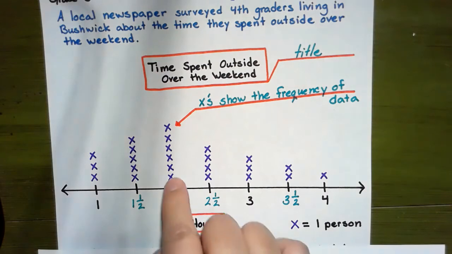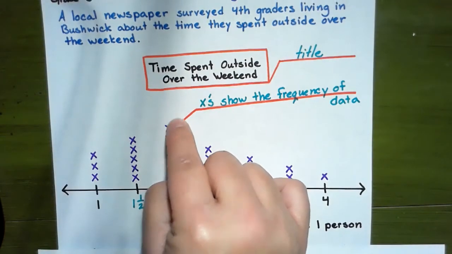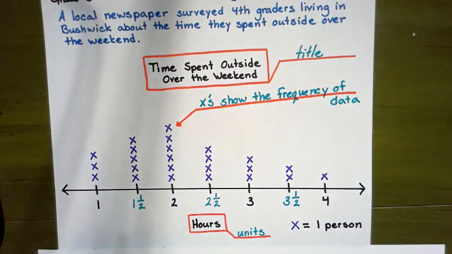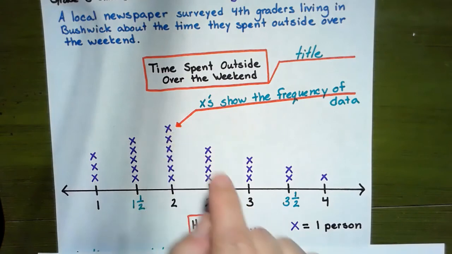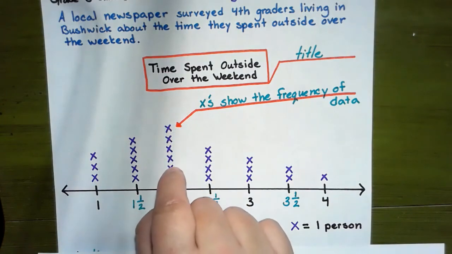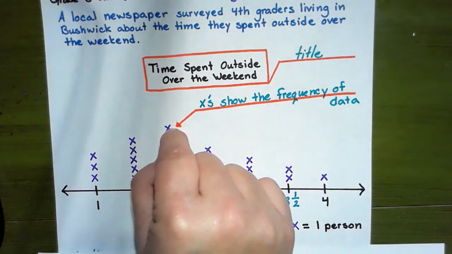That's right, we can look at the number of X's and count them. So which value had the most number of X's? Say it out loud. That's right, 2 hours. And how many kids spent 2 hours outside? Count your X's. Count with me. 1, 2, 3, 4, 5, 6.